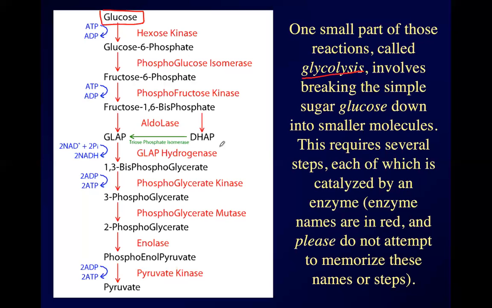And the two fragments are converted into glycerophosphate by an enzyme called triose phosphate isomerase. And then that's converted by GAP dehydrogenase into 1,3-bisphosphoglycerate. Ultimately, you end up with two molecules of a compound called pyruvate at the very end, after 4, 5, 6, 7, 8, 9 different steps, each of which is catalyzed by a different enzyme.